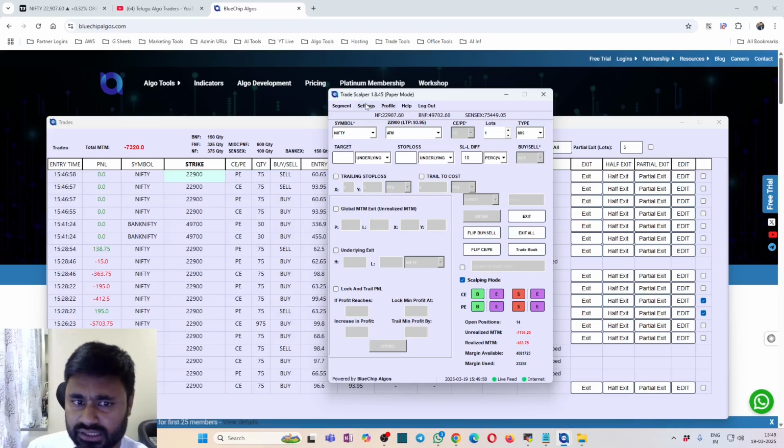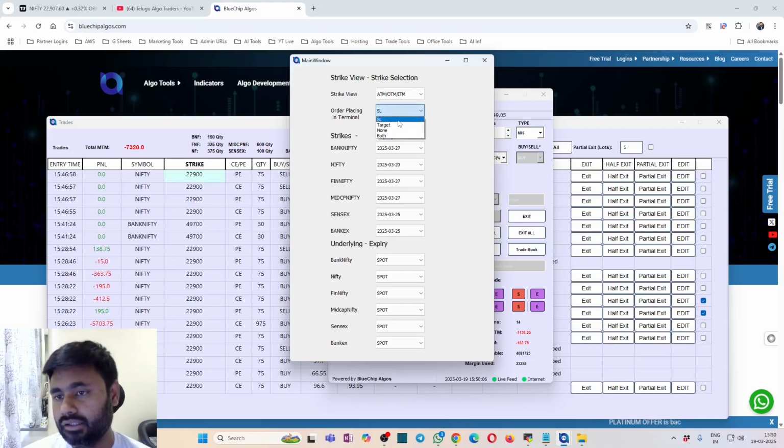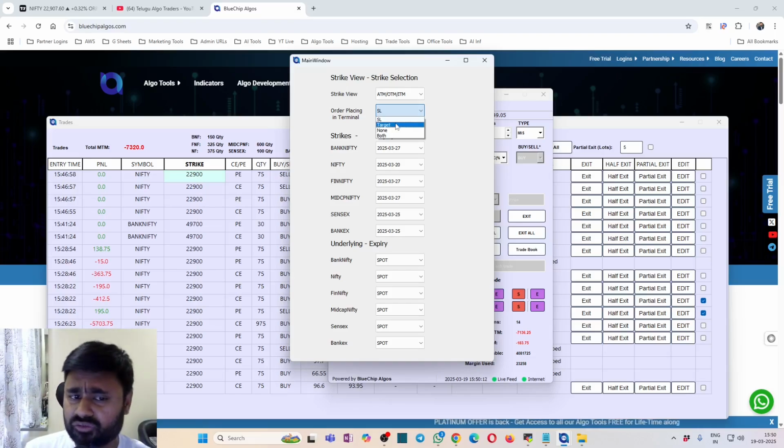And the last one is, in settings we have also given something called order placing in terminal. Now we are giving you the choice whether you want to place target in the terminal, stop loss in the terminal, both in the terminal, or none in the terminal. Because some people say, Raj, I have capital, so I can place both target and stop loss. I want to place both in the terminal because sometimes there might be heavy slippages. So now it's up to you. You want to place target, stop loss, anything, or both. It's totally up to you.